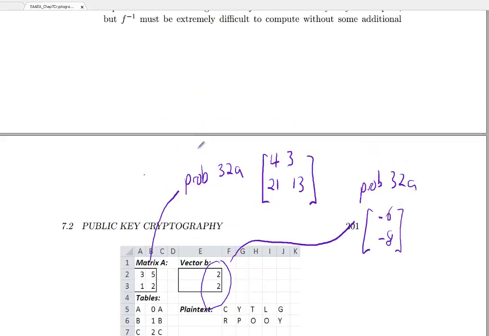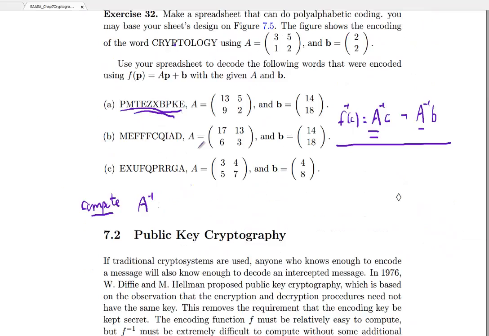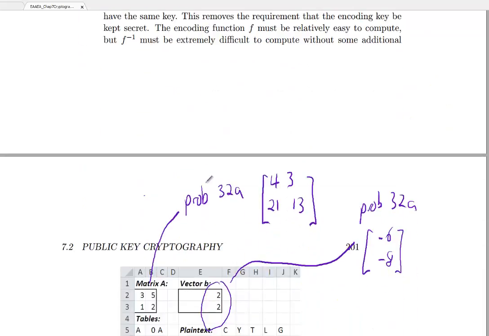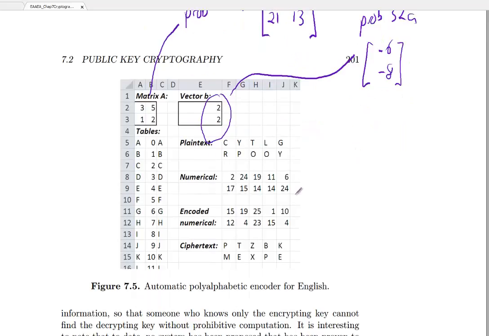You can do the other problems that way. Furthermore, you can do some of the earlier exercises that way. It will save you a lot of time. You don't have to do it manually. Okay, that's it.